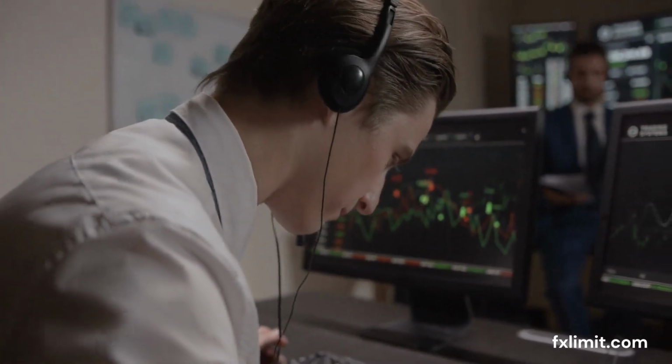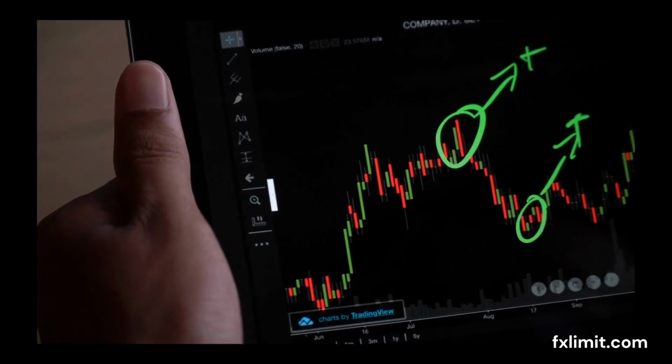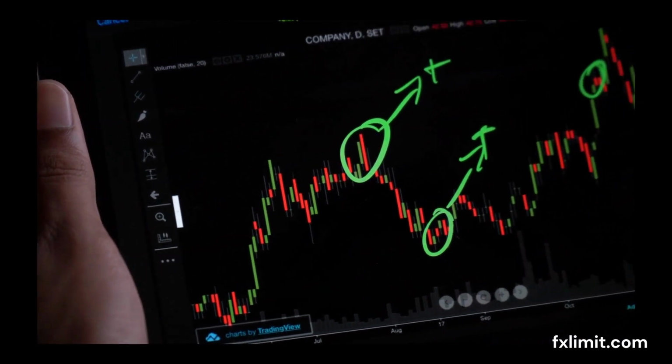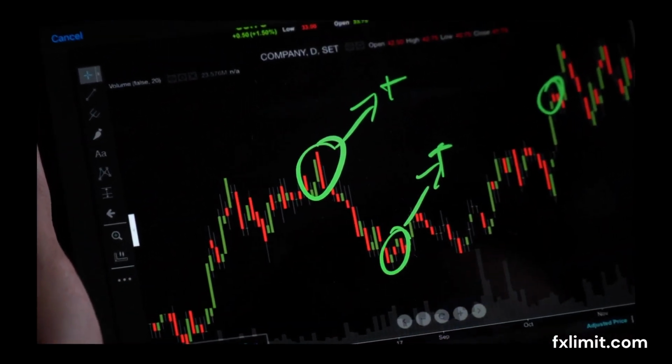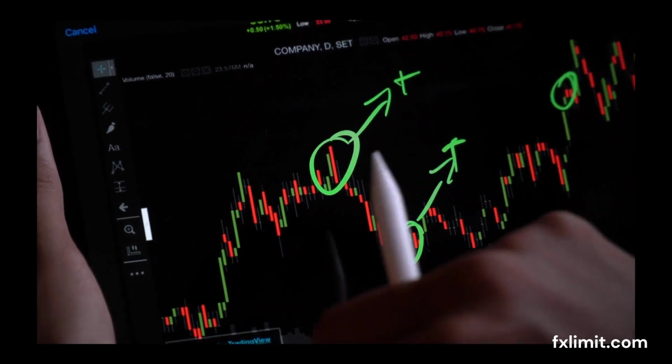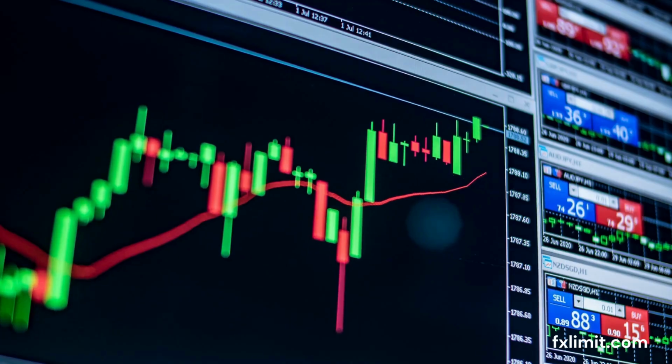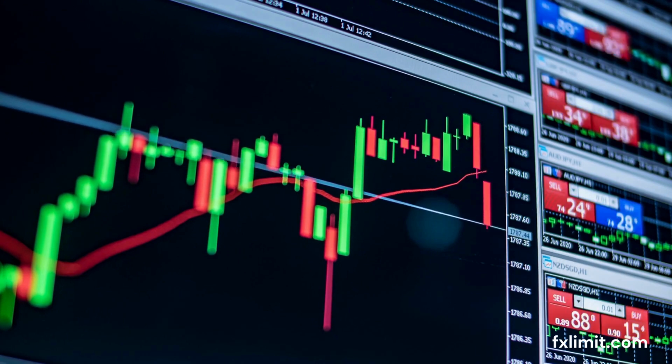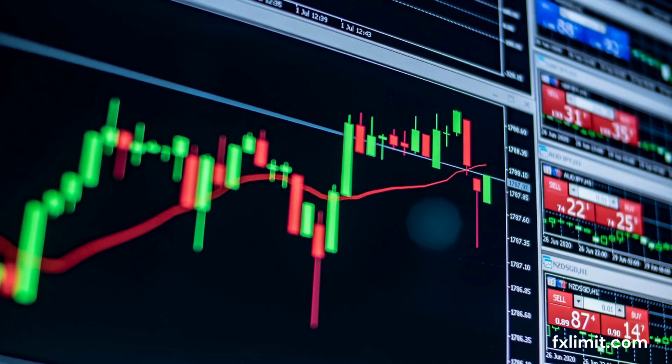Another interesting aspect of the MFI is its use in identifying fakeouts. Sometimes, the market might seem to be breaking out, but the MFI can help you determine whether the breakout is backed by strong money flow or if it's just a false signal. If the breakout is not supported by a corresponding move in the MFI, it might be a fakeout.